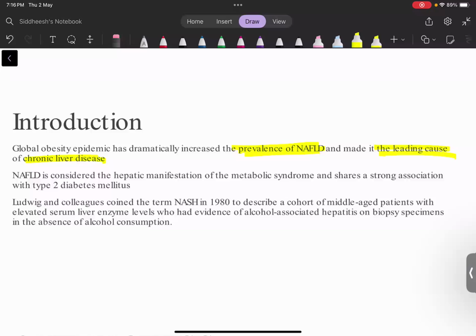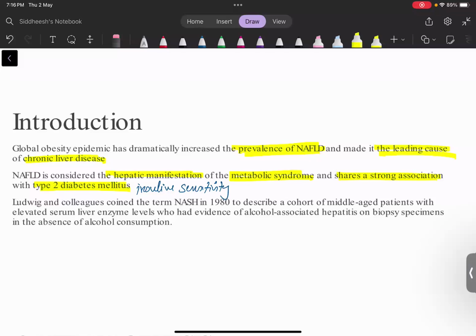Now, NAFLD is considered the hepatic manifestation of the metabolic syndrome and shares a strong association with type 2 diabetes mellitus. Why diabetes mellitus? Anyone? PharmD senior people? 6th year, 5th year? Any guesses? Producing insulin, it's not that part. It is because of the insulin sensitivity.